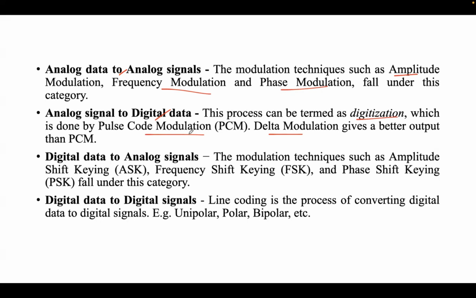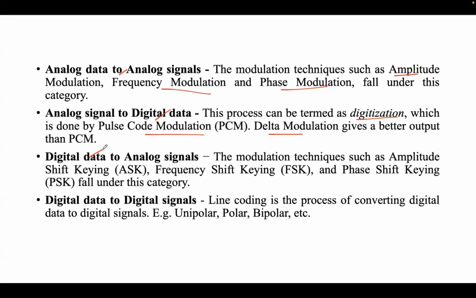The best example for this is when you record audio in a computer, the sound waves are digitized using pulse code modulation. And the third method is digital data to analog signals. Suppose you have binary data but want to send it over a medium that only supports analog transmission, like telephone lines or radio waves.